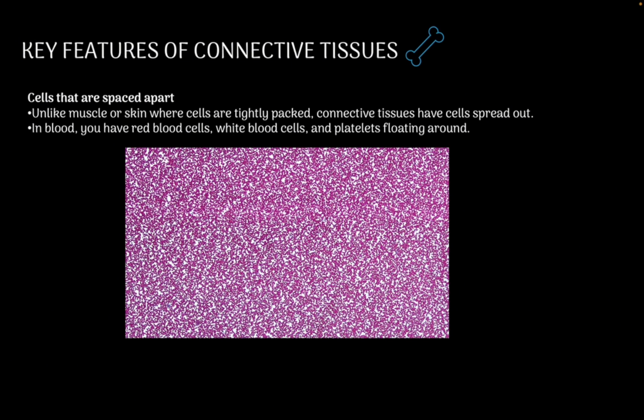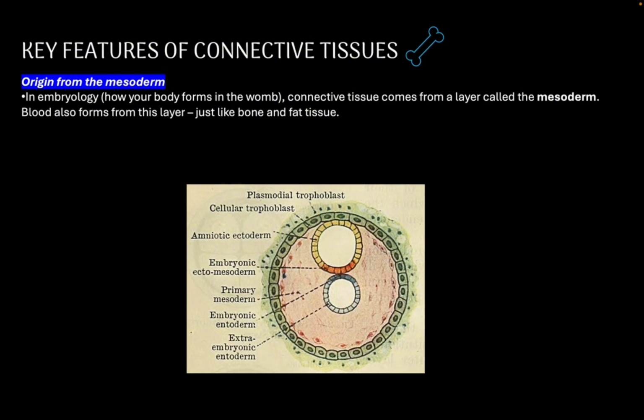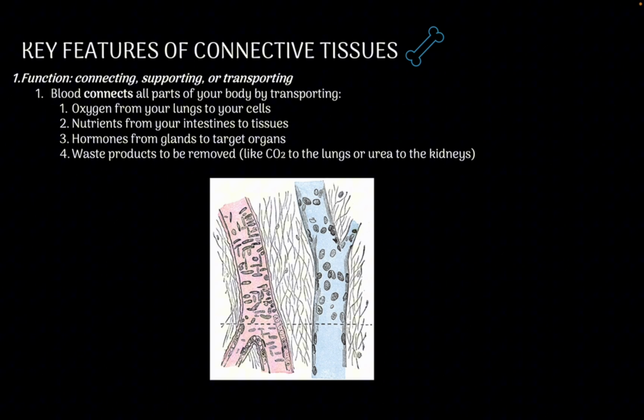First, the cells in blood, like red blood cells, white blood cells, and platelets, are suspended and spread out within a fluid, not tightly packed together. Second, instead of a solid or gel-like matrix like you see in bone or cartilage, blood has a liquid matrix called plasma. Plasma is what the cells float in, and it's full of dissolved substances like proteins, hormones, and nutrients. Third, during embryonic development, blood originates from the mesoderm layer, just like other connective tissues. So even though it flows, blood behaves like a connective tissue at its core.